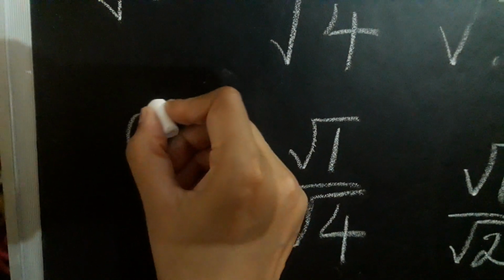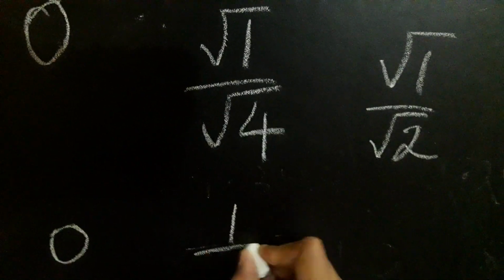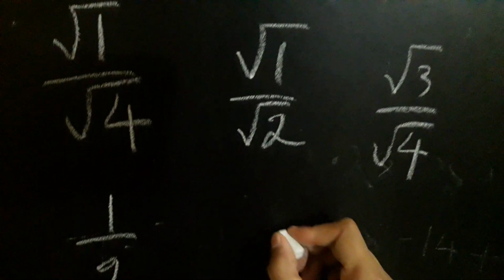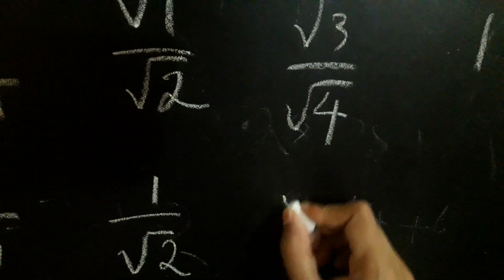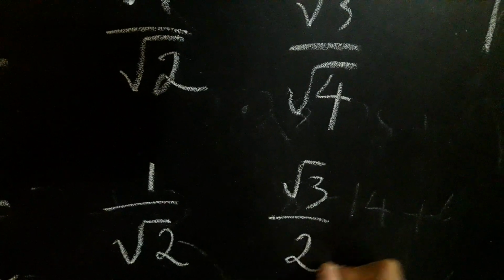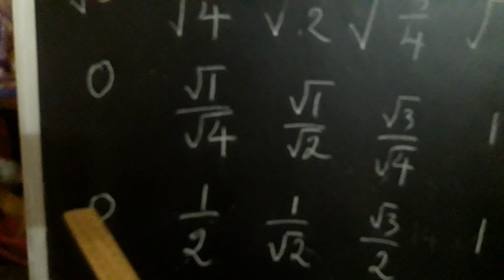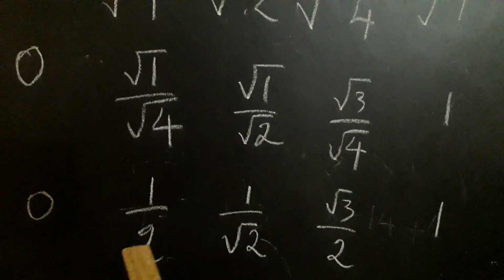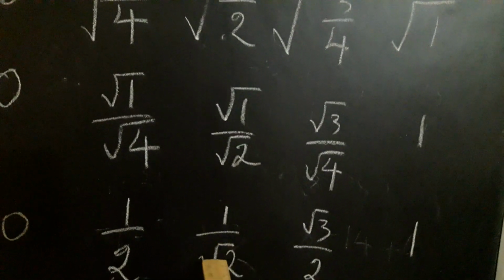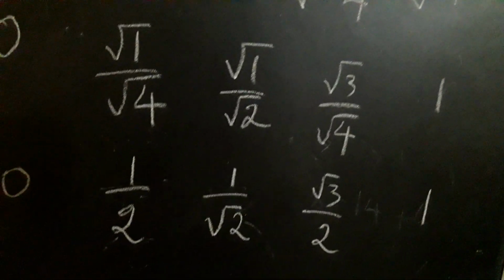Again, the next step is simplification. So 0, root 1 is 1, root 4 is 2. Root 1 is 1 and root 2 is root 2. And root 3 is root 3, root of 4 is 2. Square root of 4 is 2, right? So that's it. So what do we have now? Sine 0 is 0. Sine 30 is half, this is sine 45, this is sine 60 and this is sine 90.